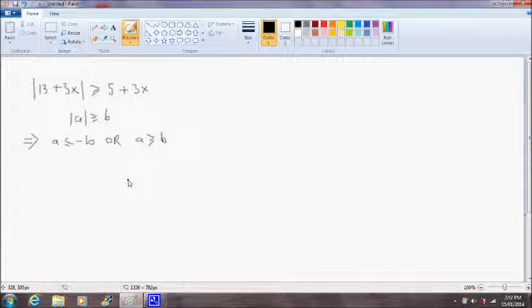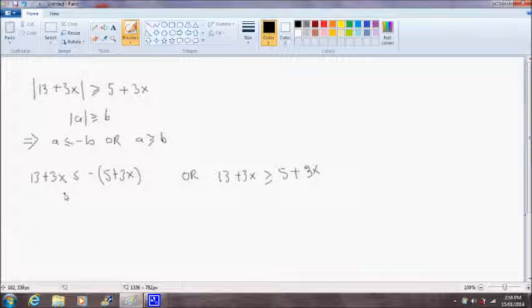So let's apply that to this inequation that we have here. So that means that 13 plus 3x is less than or equal to negative 5 plus 3x, or 13 plus 3x is greater than or equal to 5 plus 3x.